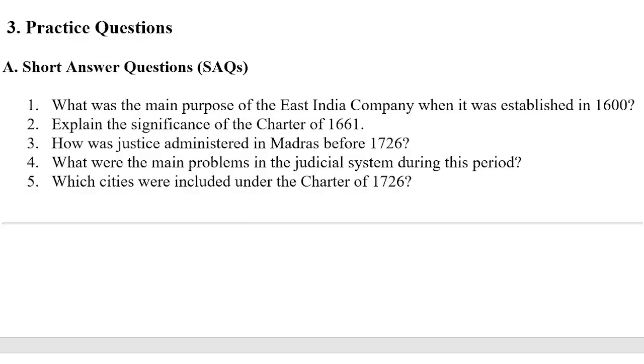Which cities were included under the Charter of 1726? So under the Charter of 1726, three cities or three presidencies were included, which were Bombay, Madras and Calcutta.